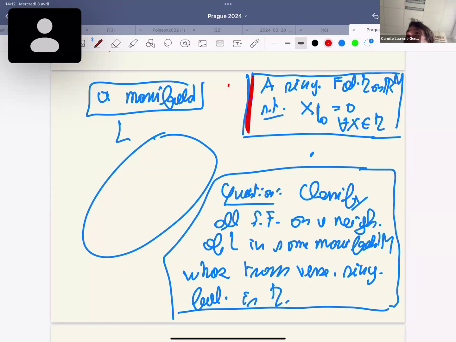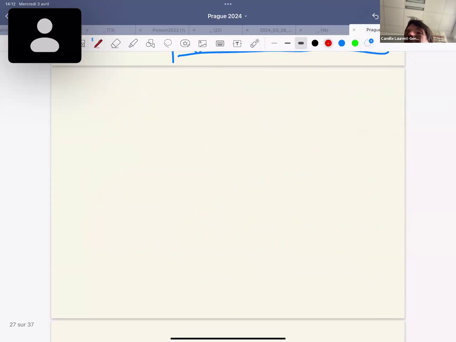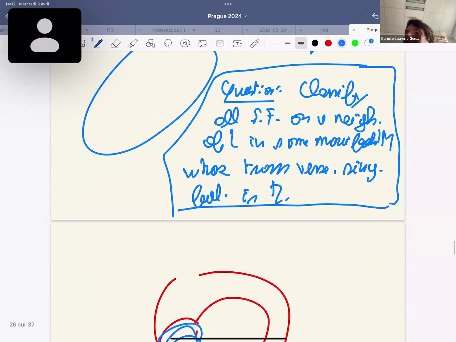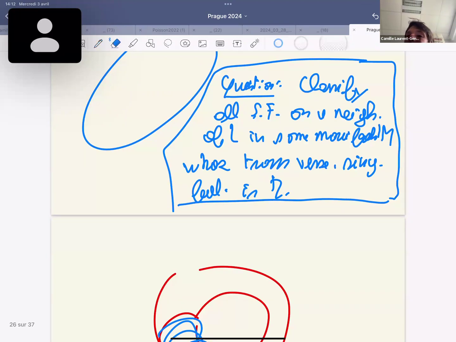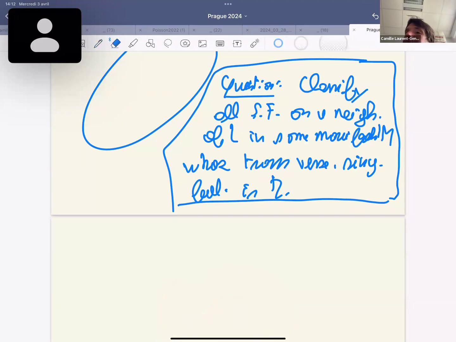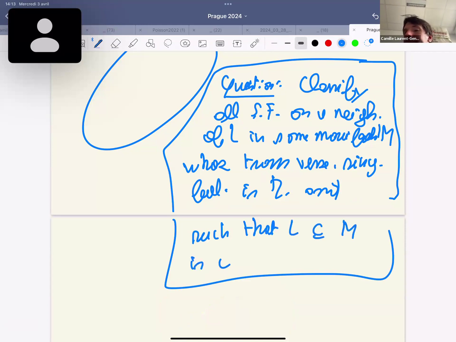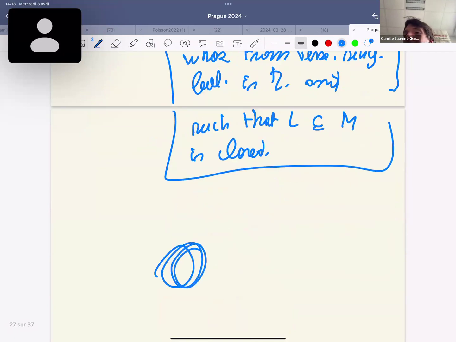Okay, implicitly, I assume the leaf is not like in a torus with an irrational slope. So to be more precise, okay, you are right. I have one more assumption, and such that L inside M is closed. We don't want to have irrational slope on the torus.